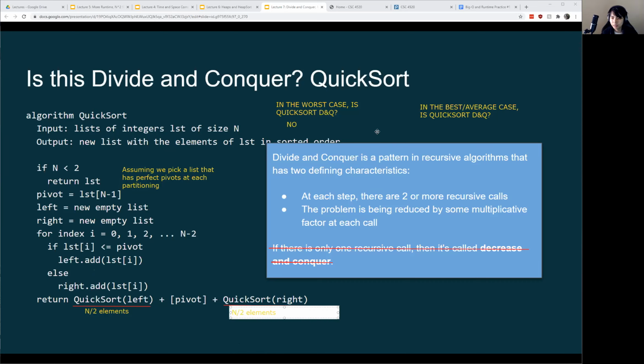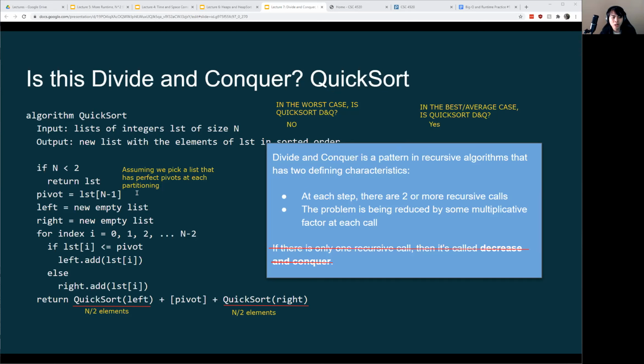And if that's the case, then we're splitting the problem down by half each time. We can say yes here, right? We can say, yes, in the best case, in the average case, quicksort is divide and conquer. Now, in the average case, we don't always pick the perfect pivots, but it's so unlikely for you to pick the worst possible pivot at each and every stage that on average for a random list, you're probably going to be good, which is why quicksort is actually so fast, right?